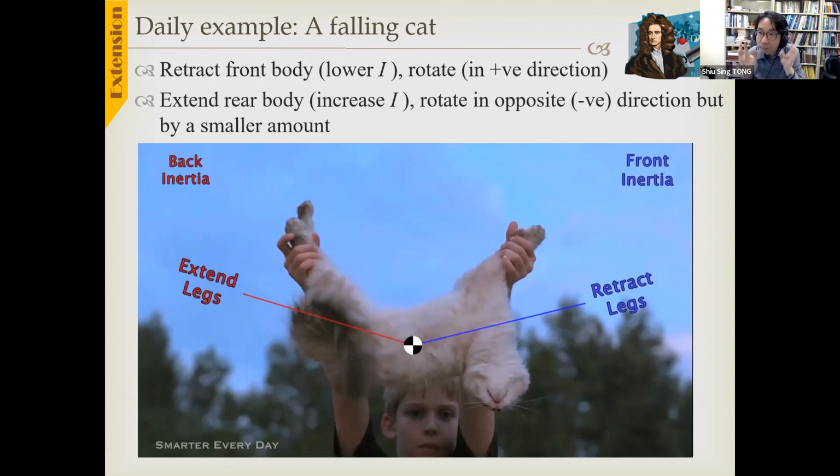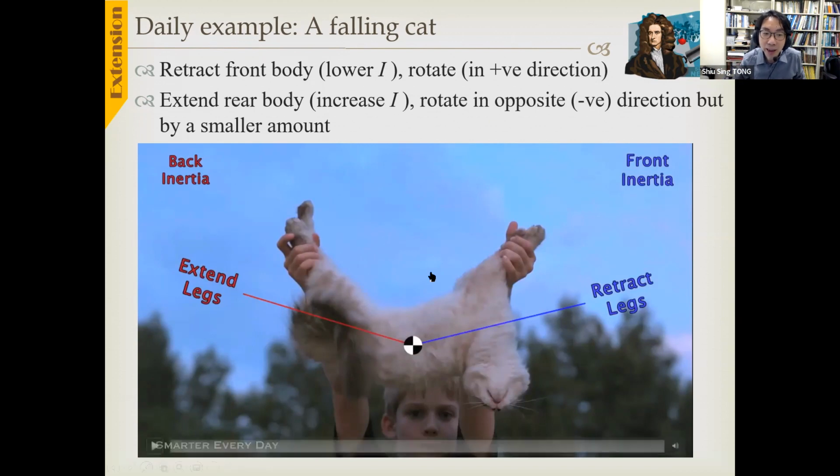So the front part of my body will be rotating more, and the rear part of my body will be rotating less in the opposite direction. So that's the trick of the cat. After I rotate the front part of my body, I now extend my front arm to make the rotation less, and then I retract my legs to rotate my rear part. In doing this process, I will be able to rotate my whole body.